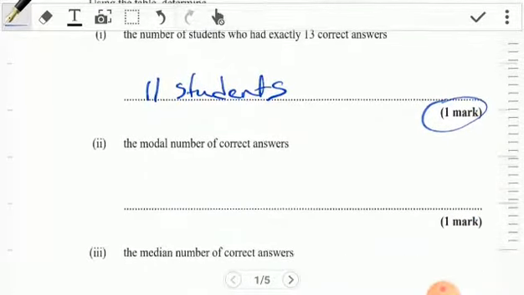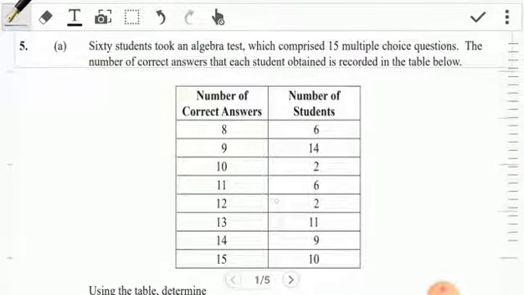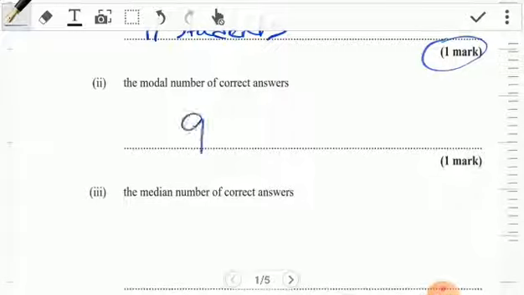The next question says, the modal number of correct answers. The mode refers to the score that occurs the most, or the one that occurred most frequently. So these are the scores, and this is the frequency. 14 would have been the biggest number there. That means score number 9 would have been the answer. So the modal score would have been 9. You get your 1 mark there again.